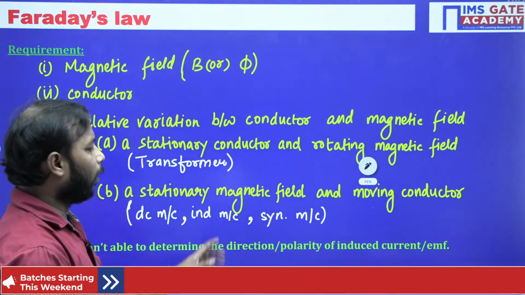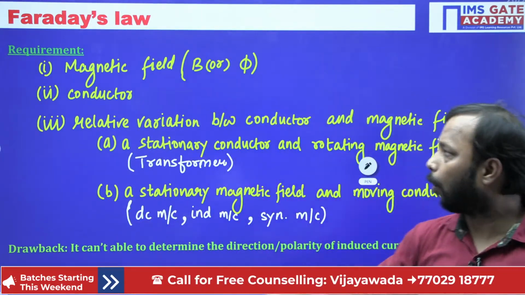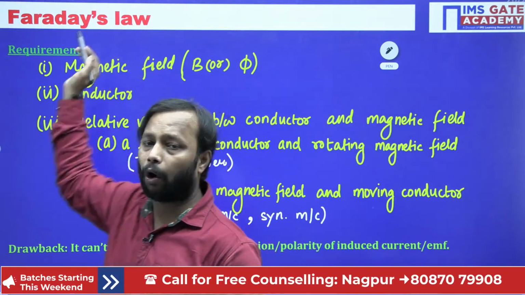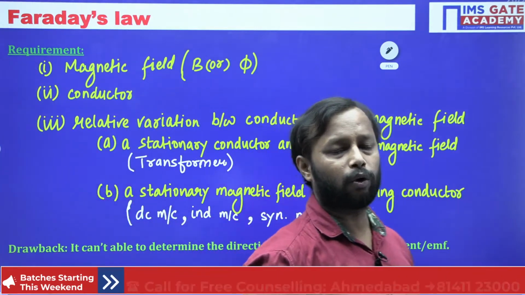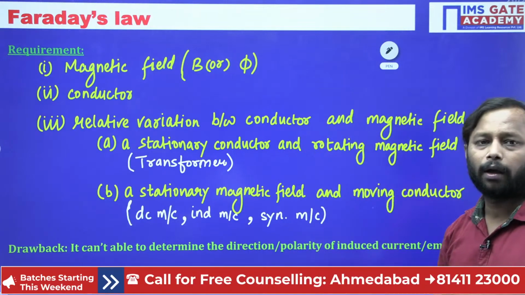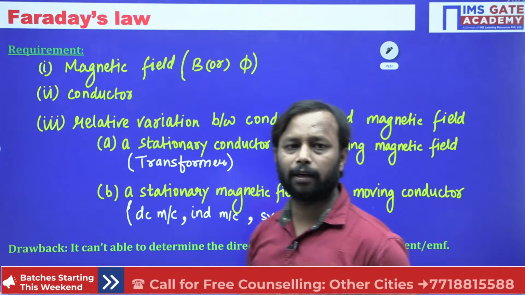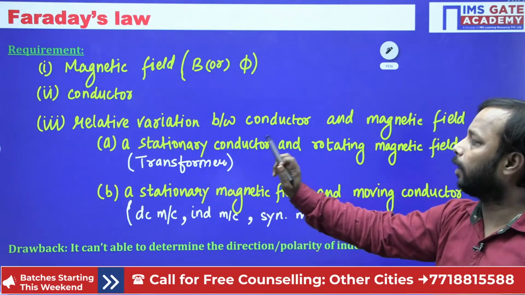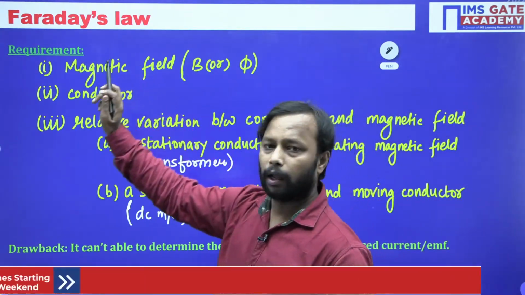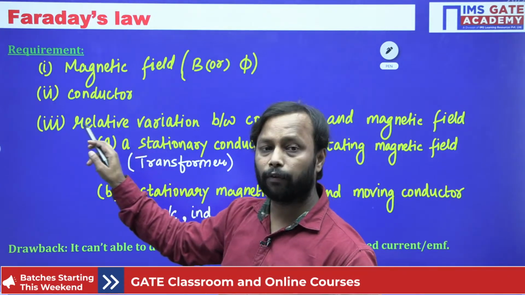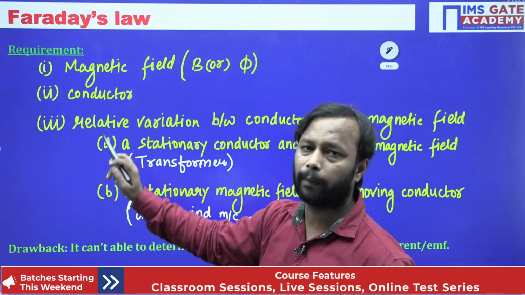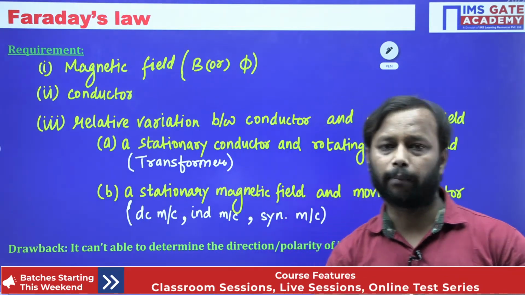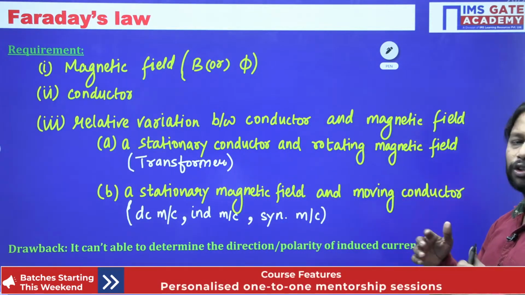Done. So if you are having all these three elements, then you are going to have the EMF inside the conductor. And the third point is very important. Even though you are having these two, if you are not fulfilling the third requirement, you cannot produce the EMF.